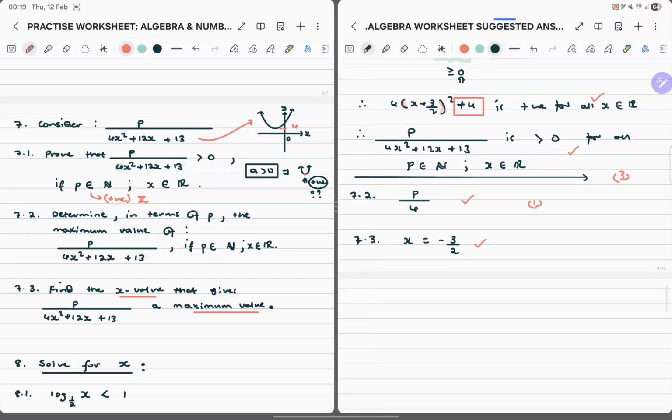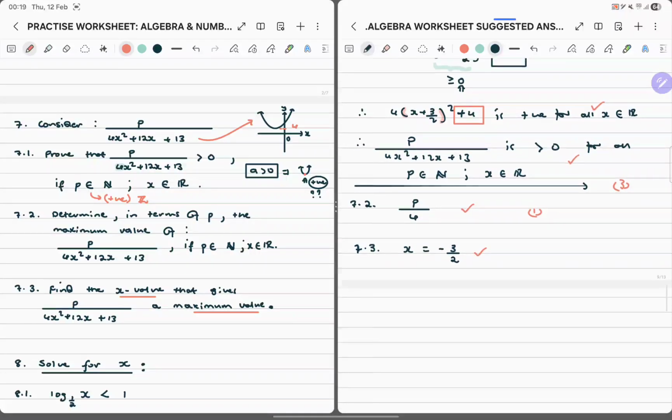But of course, here, what did we do here? You simply take what is under the square, x plus 3 over 2, you equate to 0, and then solve. So that's just what we did there, in case you are confused.